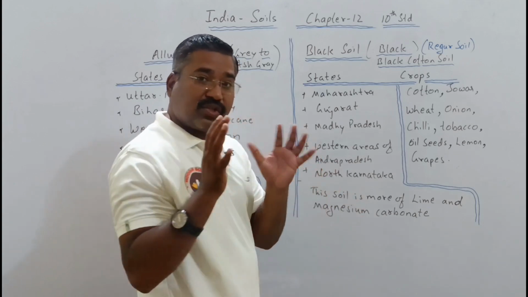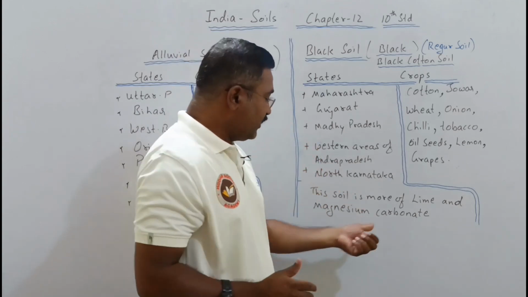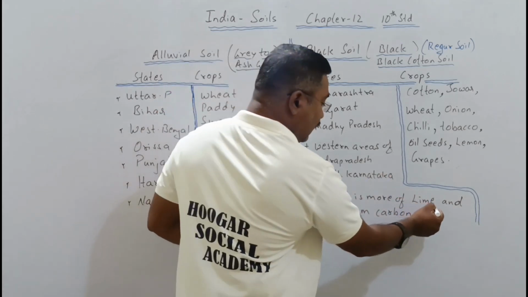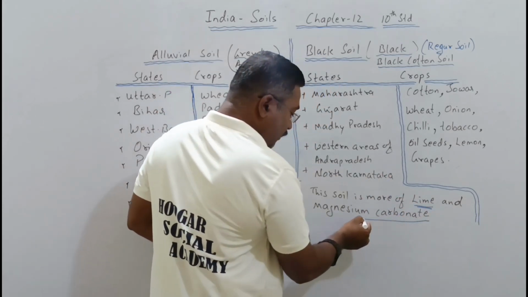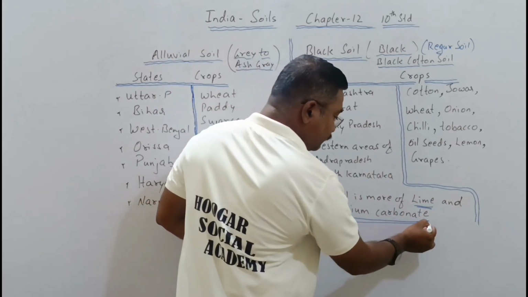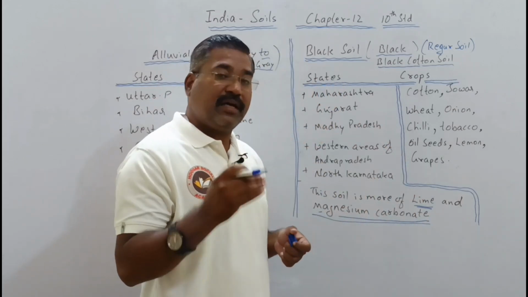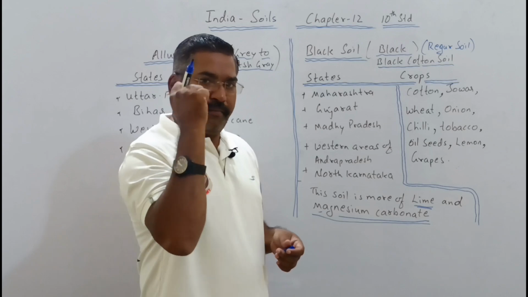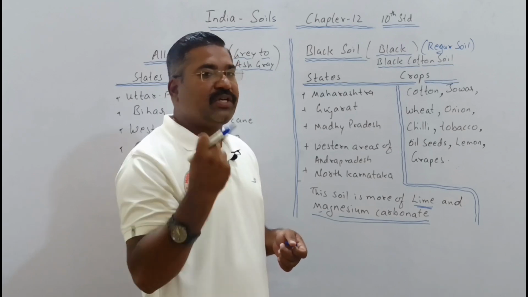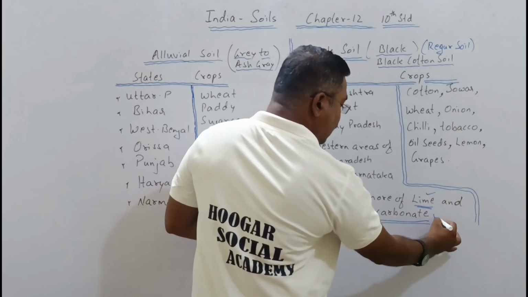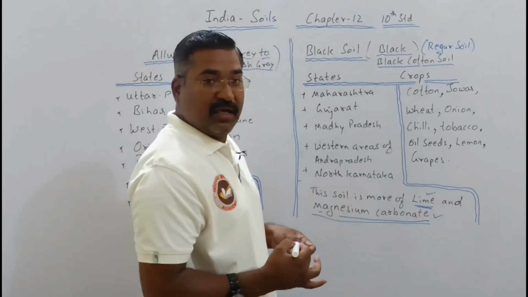Moreover, in the quality of this soil, we see lime and magnesium carbonate. Lime and magnesium carbonate are very helpful to the soil. The major quality is to retain moisture within its body. So the soil consists of lime as well as magnesium carbonate.